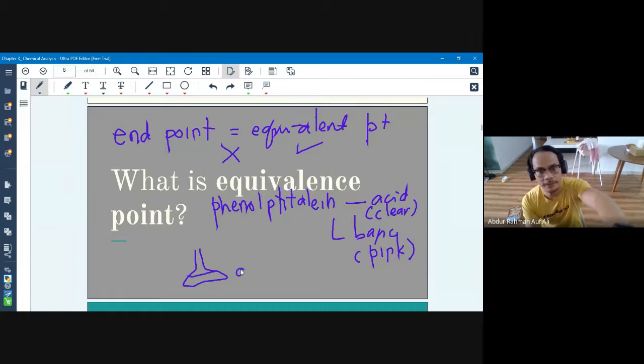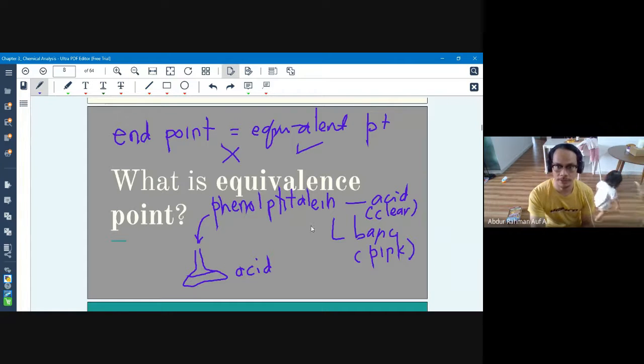Kalau kita ada acid kat sini, okay, before we begin this titration of this acid, kita akan masukkan phenolphthalein dulu. A few drops of phenolphthalein. Tapi the color will not change. Okay, because phenolphthalein in acid, the color is still clear.